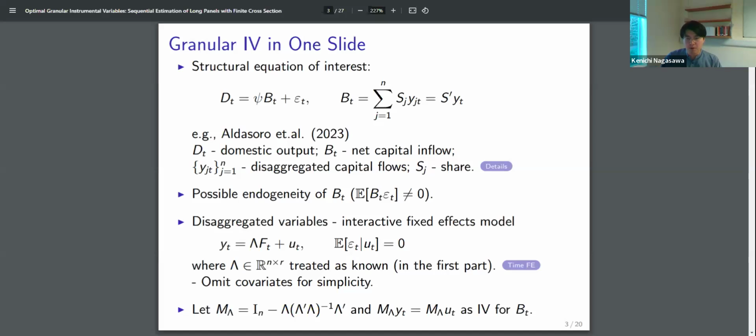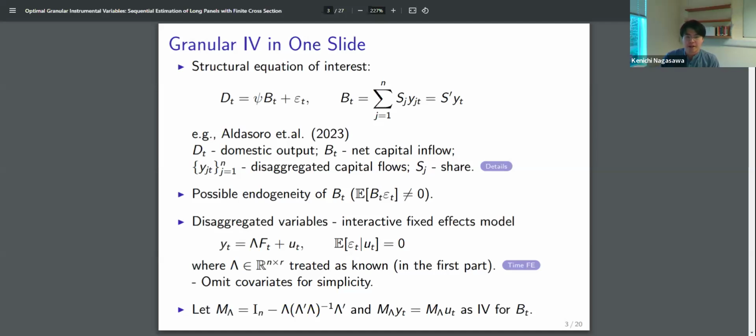Money or capital can come from different locations in the world, and so this j indexes different locations from which the capital is coming to this specific country. The total capital inflow can be represented as the weighted sum of these different capital flows from different locations. This specific structure of the aggregate endogenous variable being the weighted sum is quite important in this granular instrumental variable approach, so I wanted to emphasize that. And here S_j denotes the share of different locations in terms of the total capital inflow.